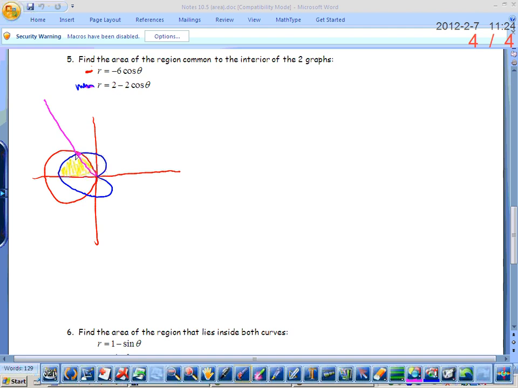All right, so we need to find out what that point of intersection is. So how do I find that point of intersection? Right, it's a system of equations. They both equal r, so I can set them equal to each other. So -6 cosine theta equals 2 minus 2 cosine theta. How do I solve for theta? Okay, add 2 cosine theta to both sides.